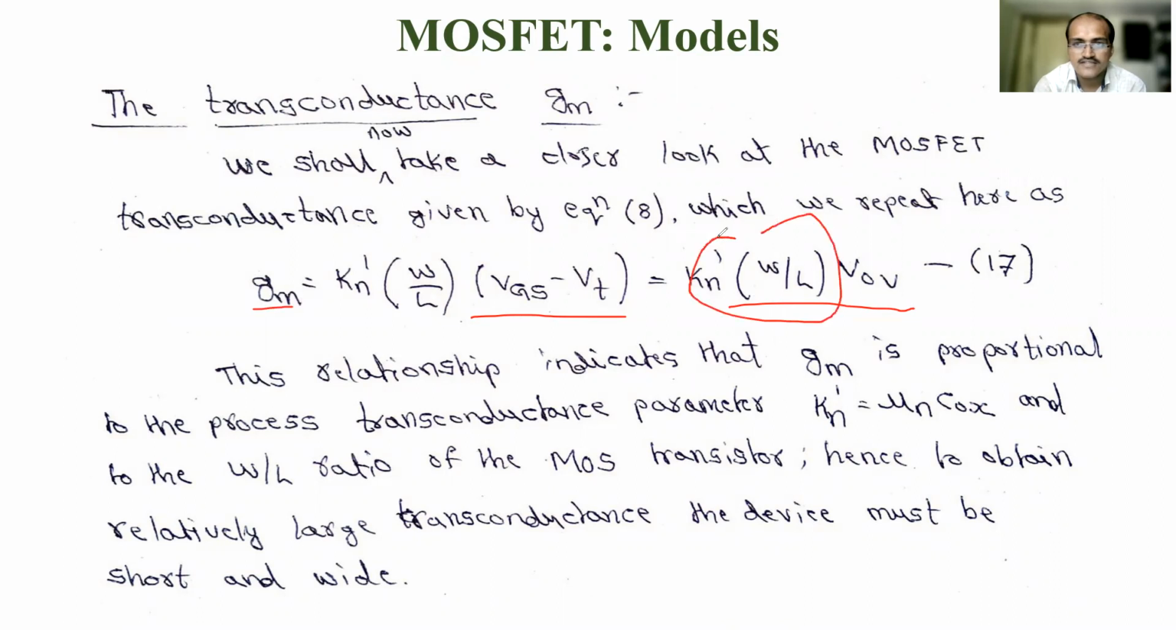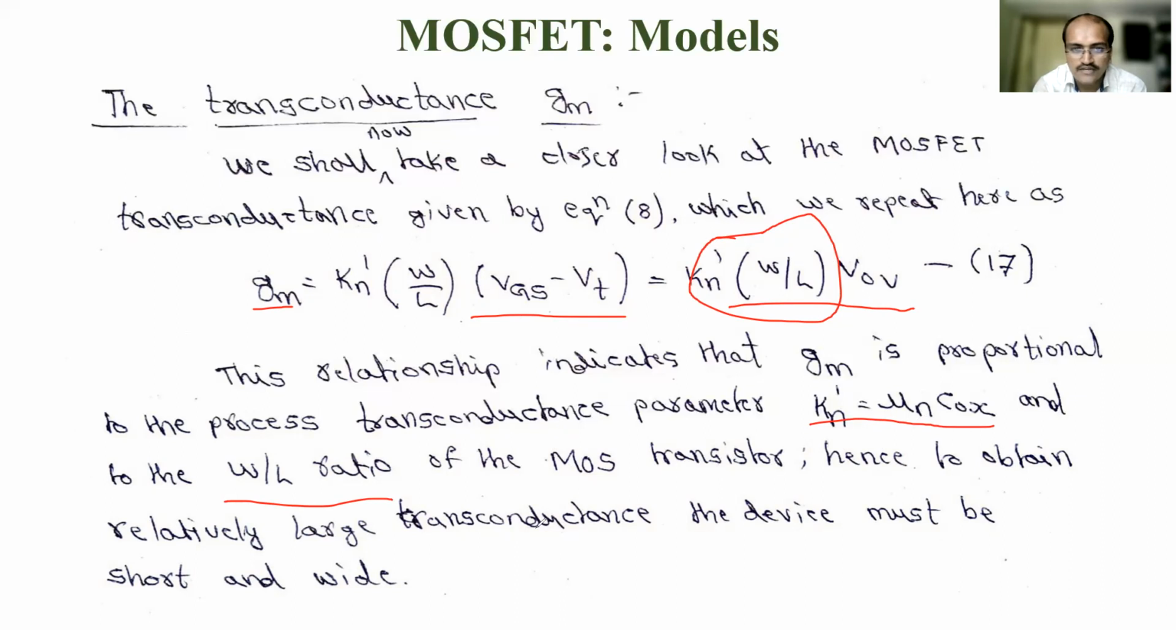So what is that? Kn dash, which is given as mu n into COX. In the explanation, I told you that, right? In the very first MOSFET characteristics, I told you how you get this Kn dash. It is mu n COX. In the case of a PMOS transistor, Kp dash is nothing but mu p into COX. That is the change. And W by L is called the aspect ratio, right? So both directly affect the gm of the MOS transistor.